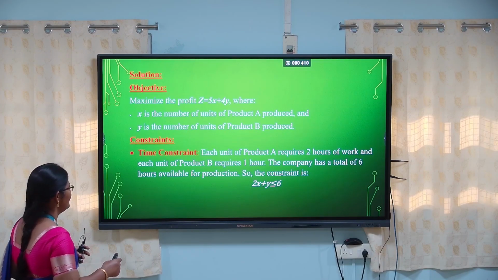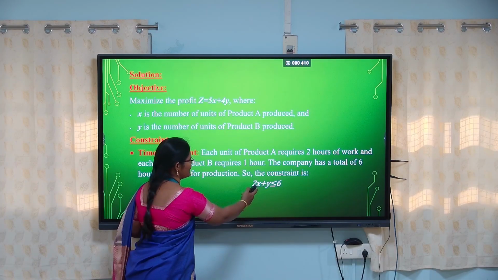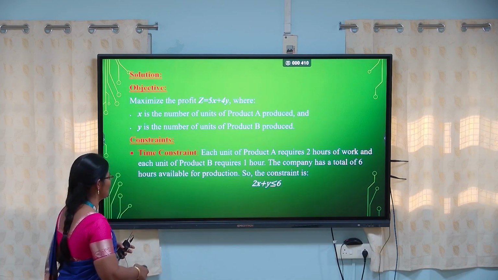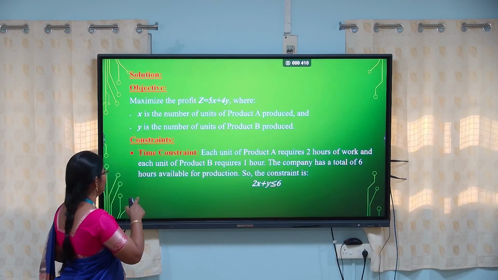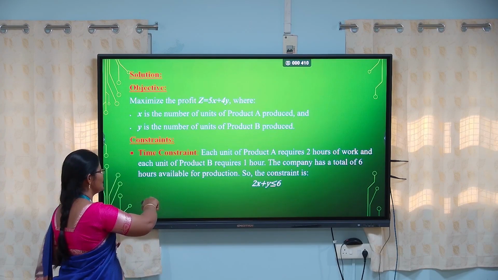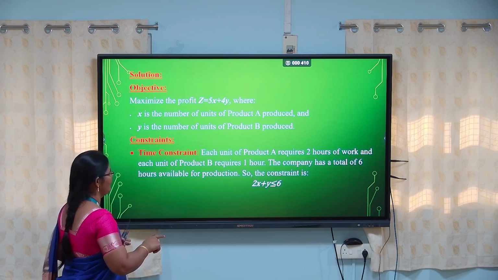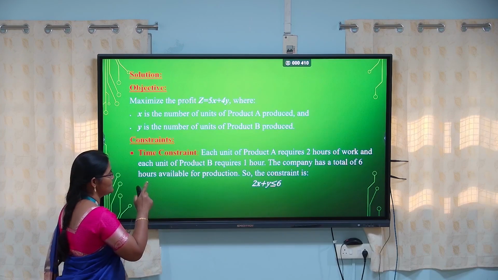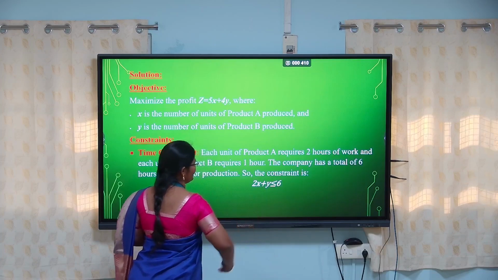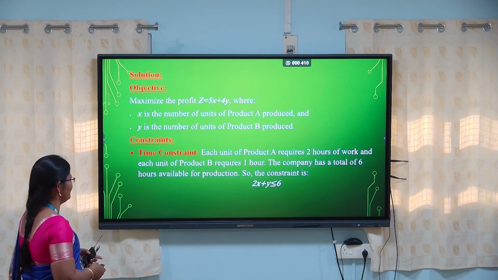For that reason, we have 2x plus y less than or equal to 6, because here x denotes the number of units of product A produced and y denotes the number of units of product B produced. Product A requires 2 hours, so we multiply 2 and x, and product B requires only 1 hour, so we add y only. The total working time will be less than or equal to 6, because the company has a total of 6 hours available for production.